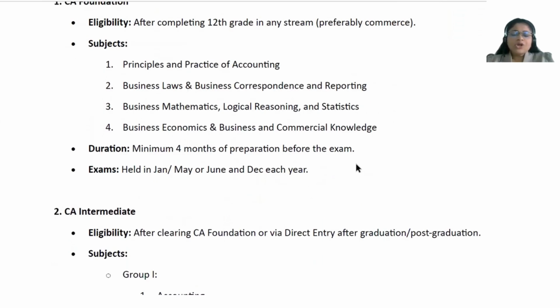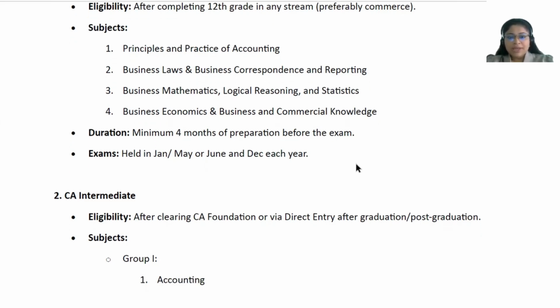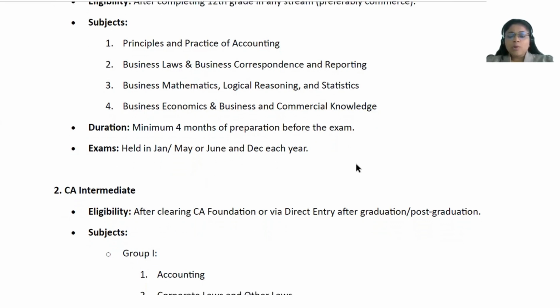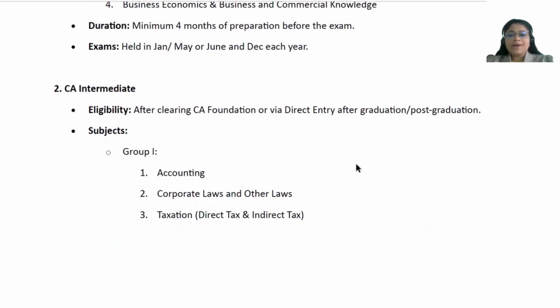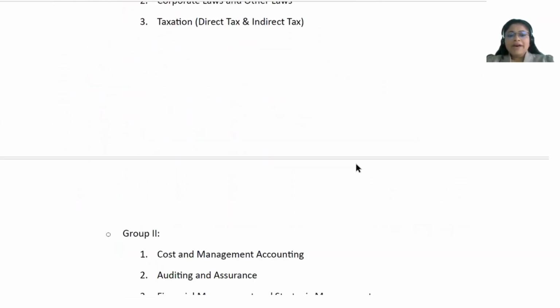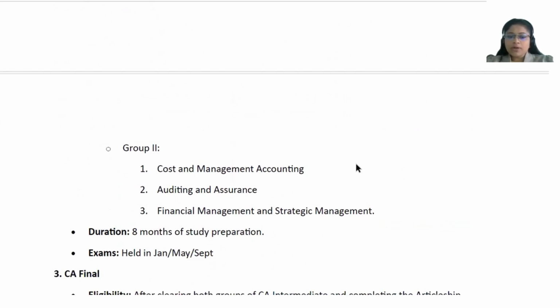each year. Once you clear your CA Foundation, you can enroll for CA Intermediate. CA Intermediate eligibility is CA Foundation entry or direct entry after graduation or post graduation. Intermediate has two groups, Group 1 and Group 2. Each group has 3 papers, beginning with accounting, corporate law and other laws, taxation. Whereas Group 2 has cost and management accounting, auditing and assurance, financial management and strategic management. And the duration for intermediate is 8 months of study preparation before appearing for the examination.